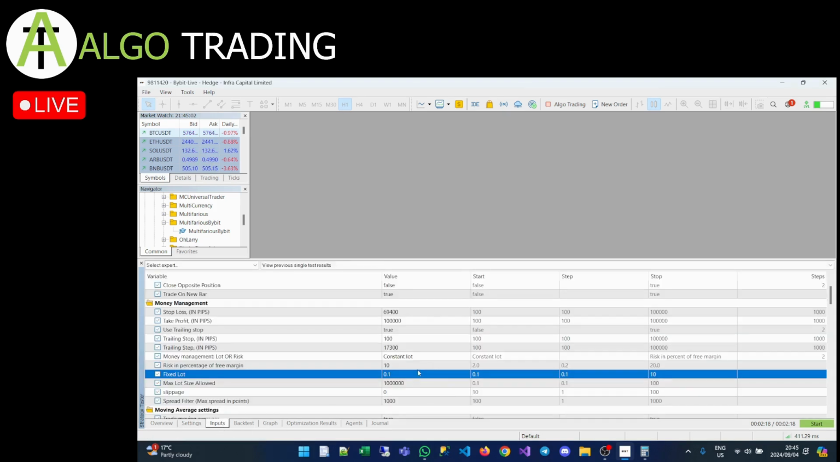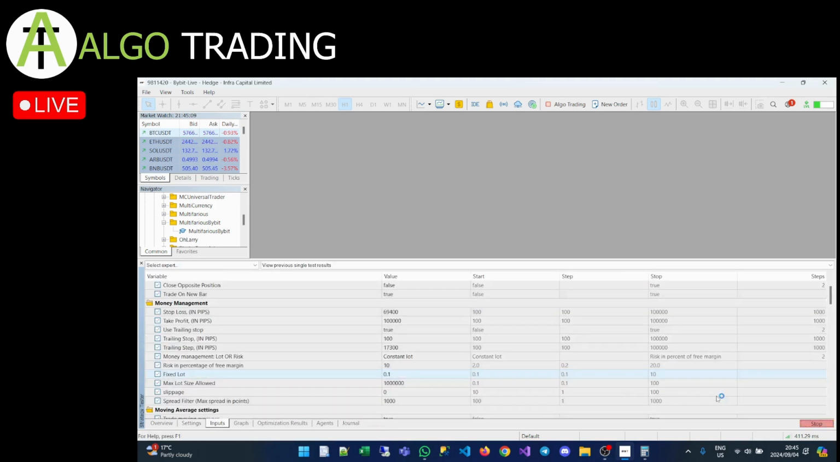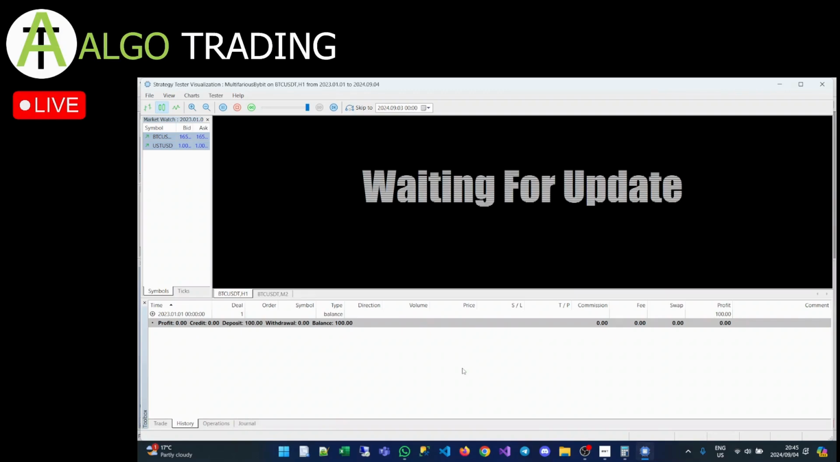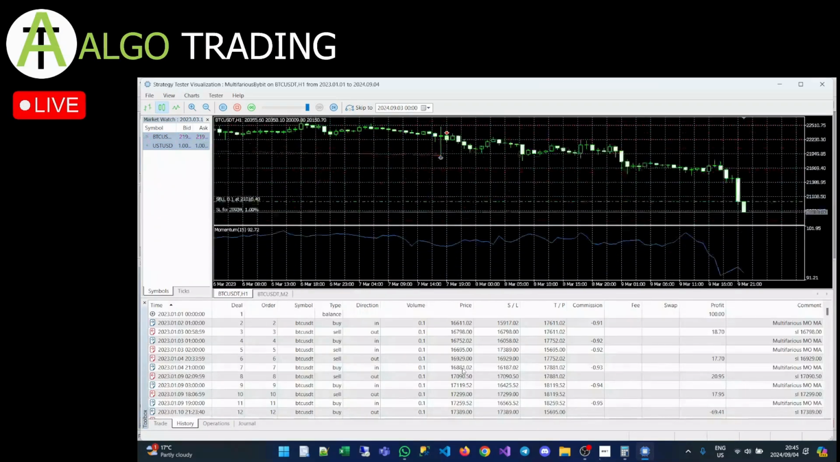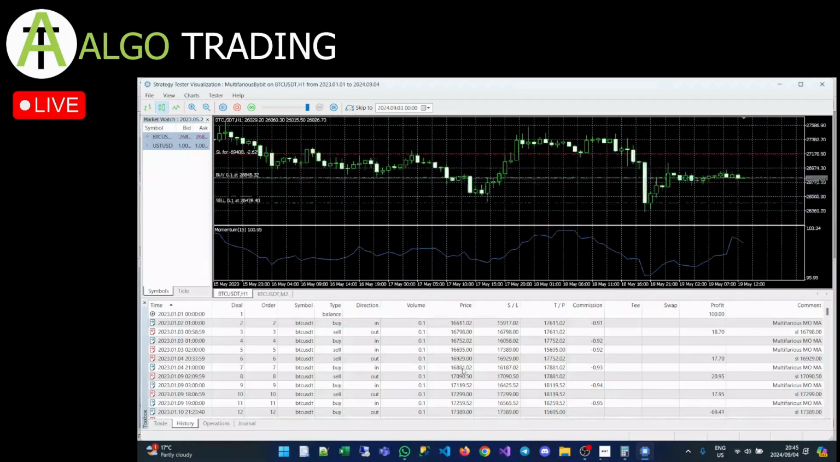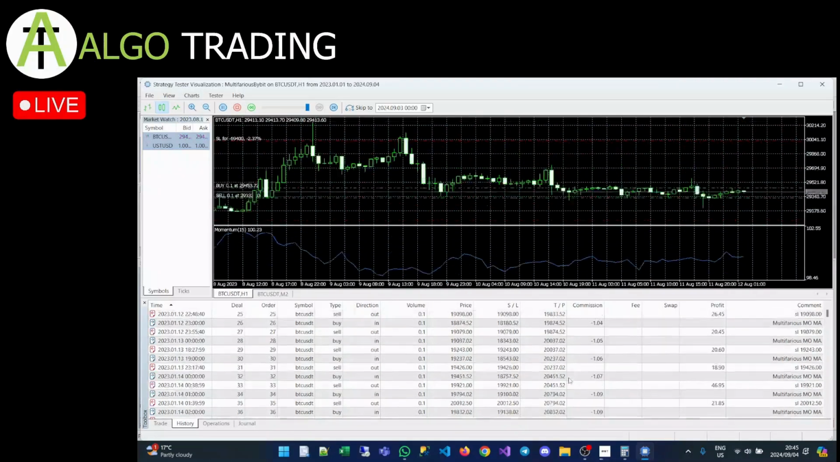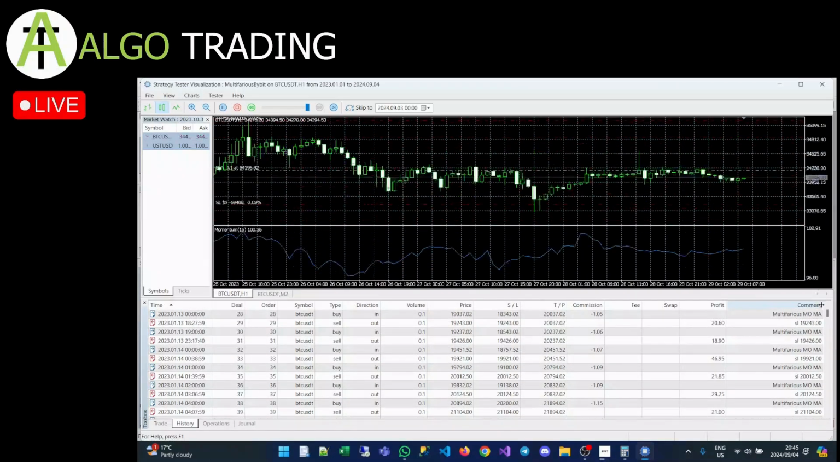We're going to run it on a constant lot of 0.1 fixed lot. So let's start the backtest. This is a very safe way of running this algo. It's low risk. It makes decent profit. I'll show you once the backtest is finished.